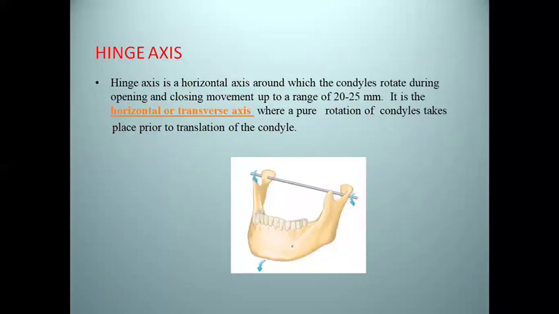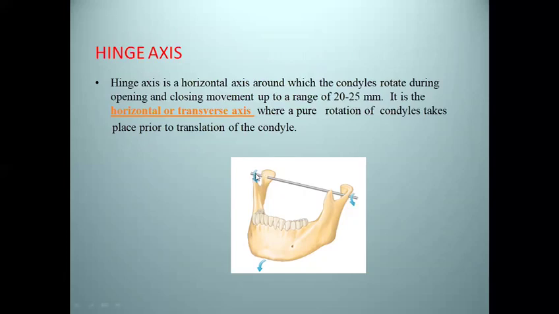Now the question arises, what is the hinge axis? The hinge axis is a horizontal axis around which the condyle rotates during the opening and closing movement up to a range of 20 to 25 millimeters. It is the horizontal or transverse axis where a pure rotation of the condyles takes place prior to translation of the condyle.